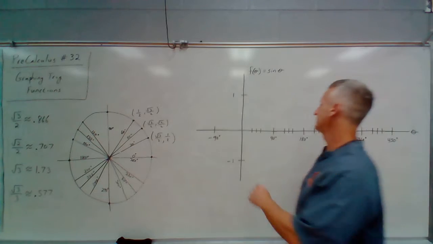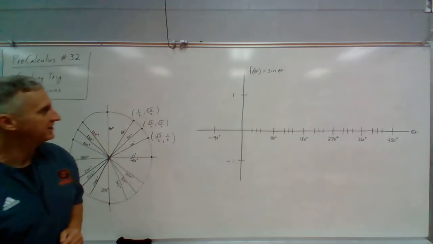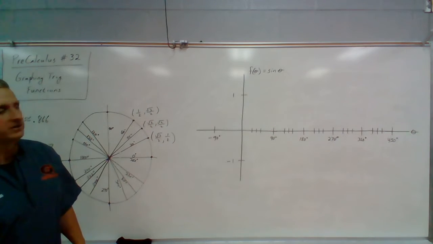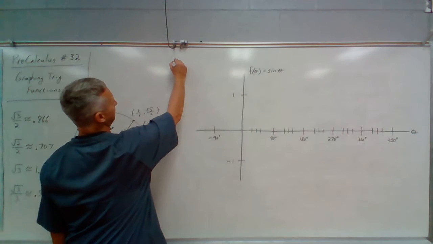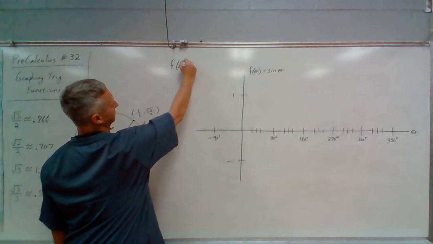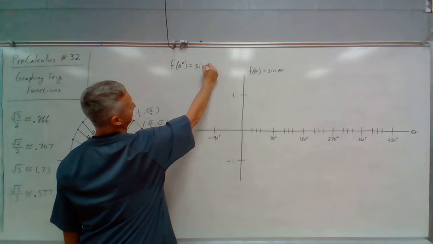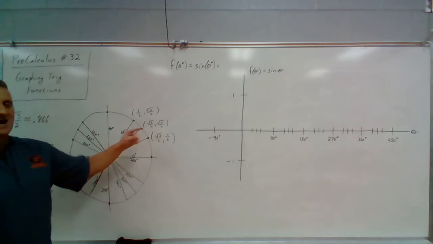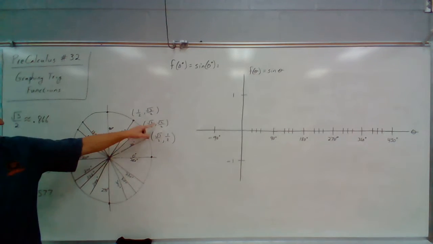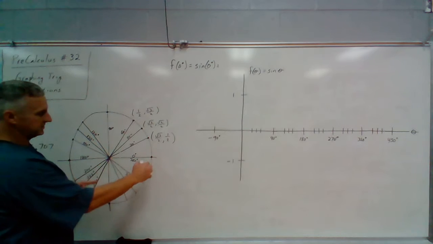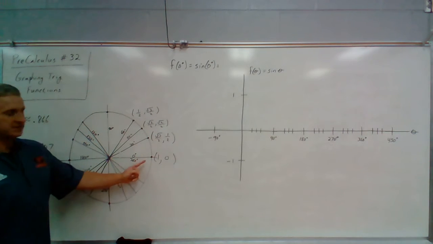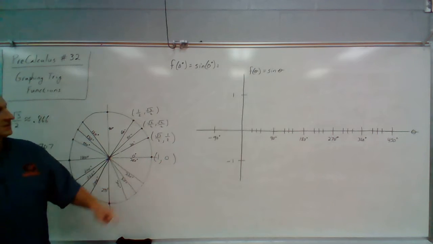So let's see what happens. Let's find the initial value. Let's plug 0 in for theta. If I plug 0 in for theta, I'll have f of 0 degrees is equal to the sine of 0 degrees. Of course, remember the sine is the y value of these points. So 0 degrees here, this point is (1, 0). So the sine of 0 is 0.